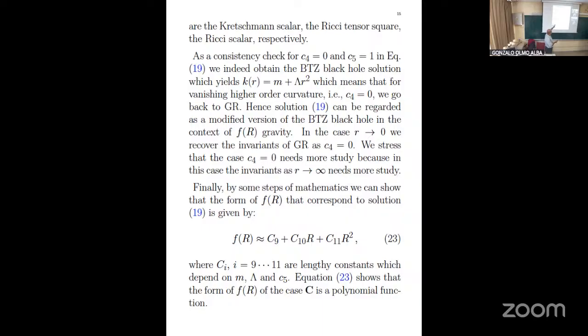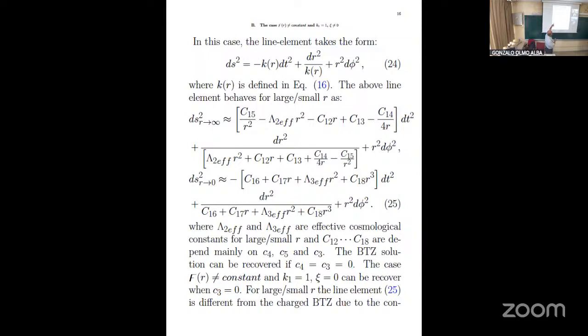So let us repeat all this procedure for the solution where xi is not equal to 0. In that case, as you see, this is the metric for large r, and this is the metric for small r. Of course, all the capital C's depend on C4, C5, and C3. And as you know, C3 here is the constant that is related to the electromagnetic field.